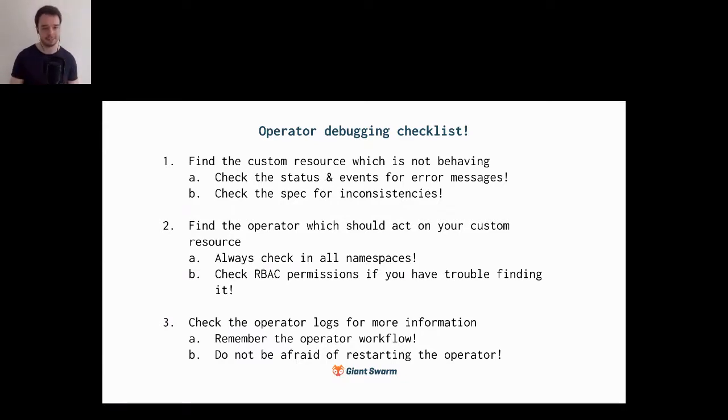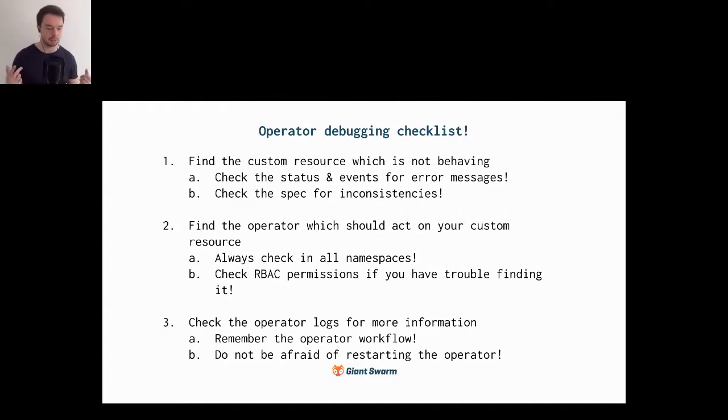First of all, the most basic thing is find the custom resource which is not behaving. So for example, you have a Prometheus that's broken. Try to find if there's a Prometheus custom resource that matches your Prometheus, because this is going to be the first step. Finding this can sometimes be not super trivial depending on the operator implementation. Usually there's some kind of annotation that helps you out, but you need to find this custom resource, or you need to make sure it doesn't exist. And you need to check the status and events on this custom resource for error messages.